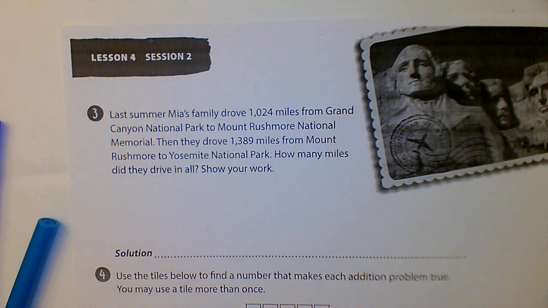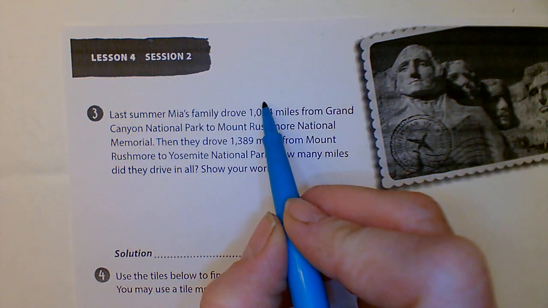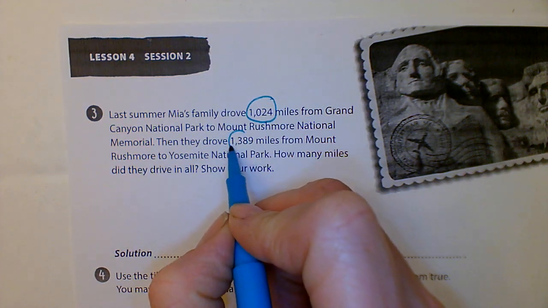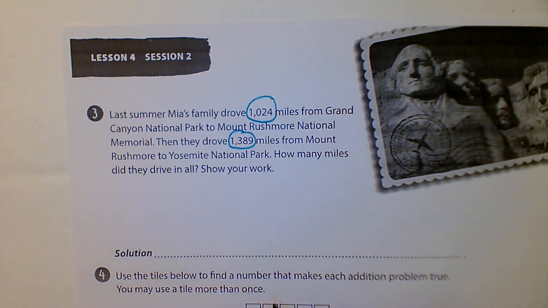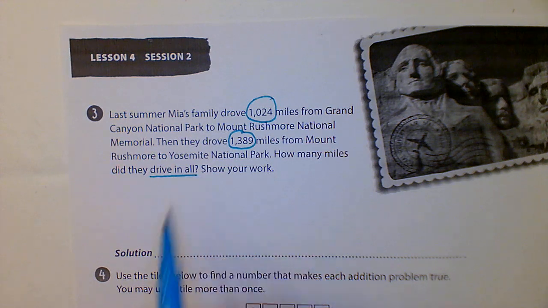So let's take a look really quick at this problem and see what we can see. So the first thing that I notice is that I have my two distances they drove. So here's the first one, 1,024 miles. And here's my second one, 1,389 miles. And they want me to figure out how far did they drive in all. When you see in all, that usually means adding. Sum, in all, total. Those are really good keywords for us that you're going to be adding.